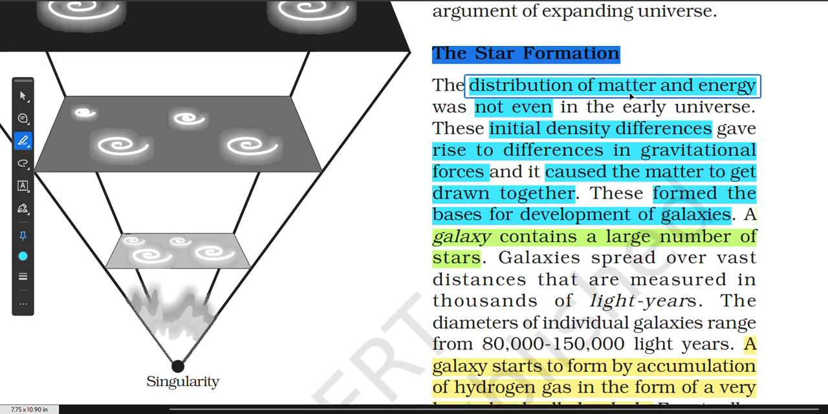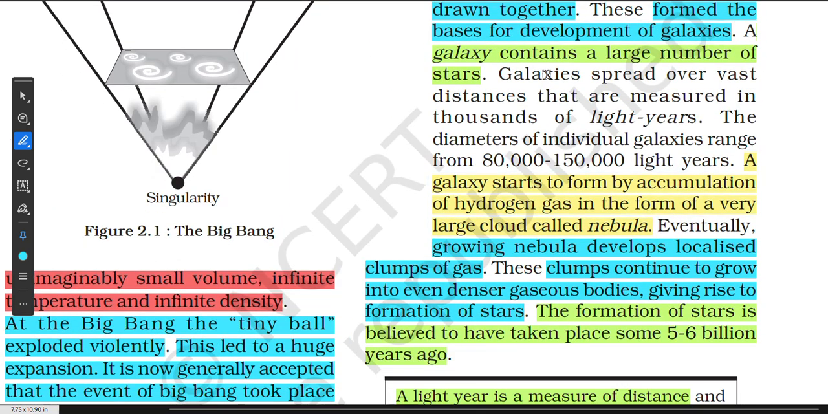The distribution of matter and energy was not even in the early universe. These initial density differences gave rise to differences in gravitational forces. If there is a density difference, there will be a difference in gravitational forces as well, and that caused the matter to get drawn together, forming the base for the development of galaxies. Now, what is a galaxy? A galaxy contains a large number of stars, spread over vast distances that are measured in thousands of light years.